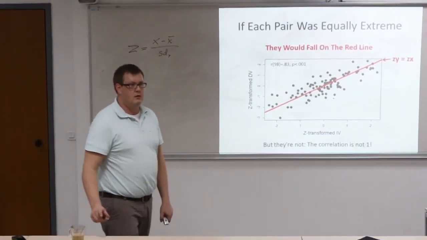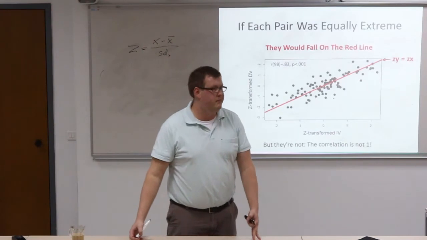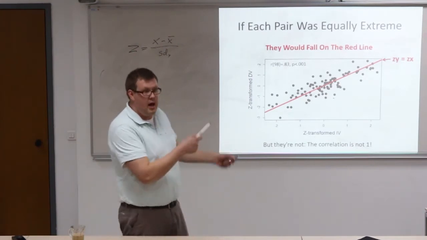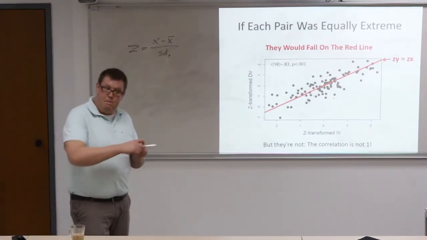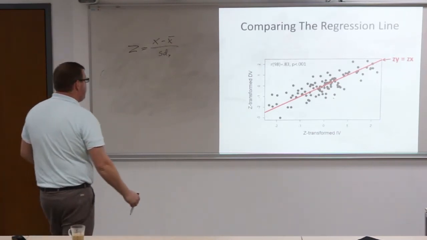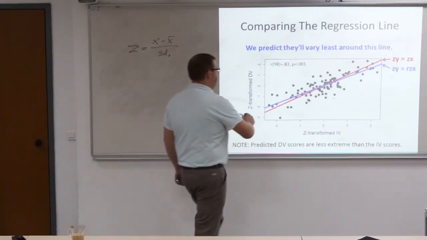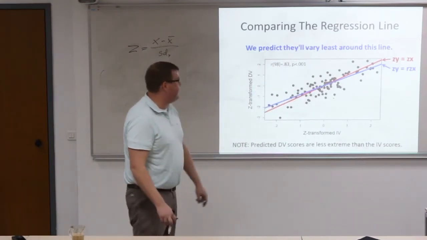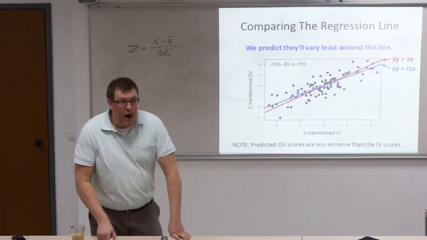But they're not. The correlation isn't 1. What was the correlation? 0.83. This means they don't all fall on just that line, right? So we can create a line that best fits those data in a least squares sense. And if we plot that, we get something that looks like this. So this is the line of best fit. Notice, here it's just a little bit different from the previous function. We multiply by r, right?